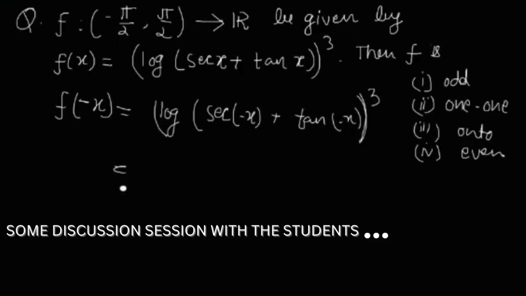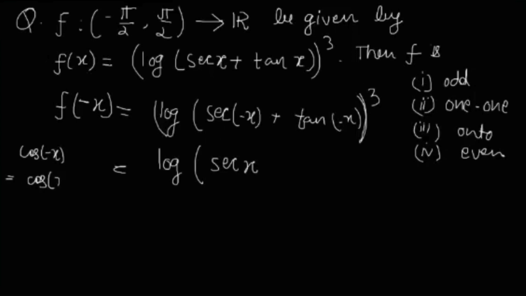Now, somebody is saying it's not odd. Let's see. Log of sec of minus x will remain sec of x. This is because cos of minus x is cos of x, and if you just take the reciprocal, it will remain the same, and the reciprocal is nothing but sec of x.